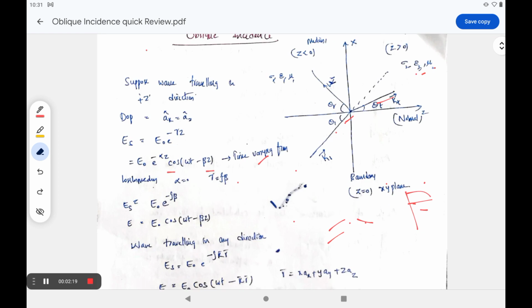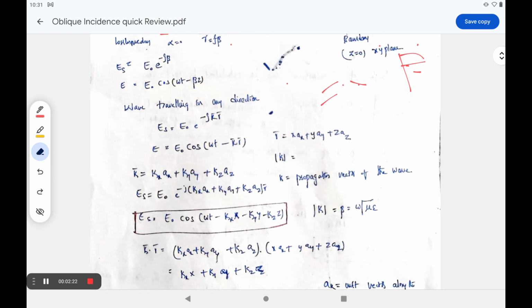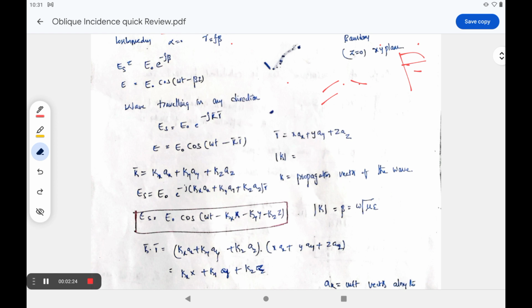Therefore, if the wave is traveling in any direction, it can be represented as Es is equal to E naught e power minus j k dot r, where k bar is equal to kx ax, ky ay, kz az. At the same time, r bar is equal to x ax, y ay, z az. The product of k bar and r bar gives kx x, ky y, kz z, where k is generally called the propagation vector of the wave.